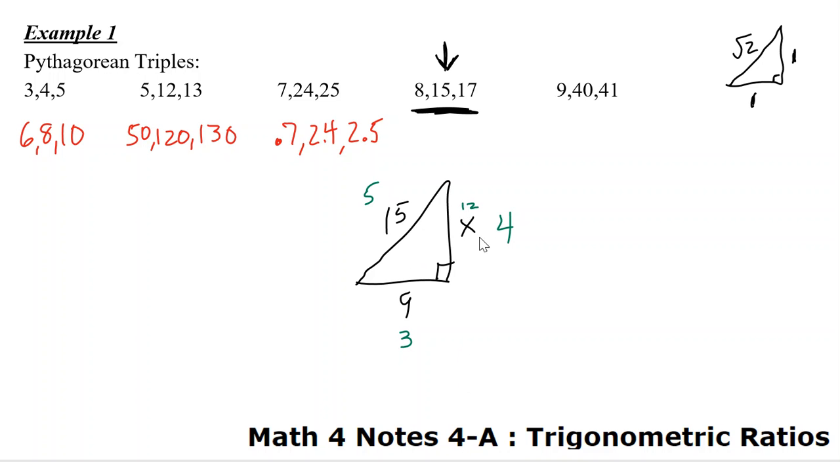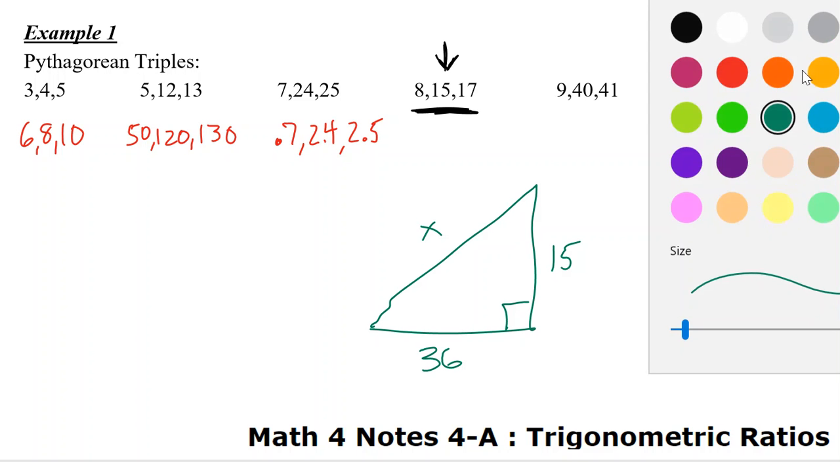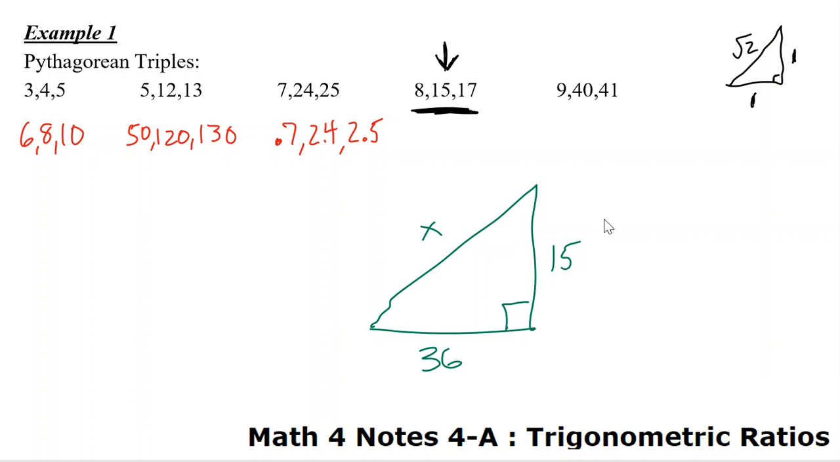If my common factor times 3, 4, 5 gave me 9, 12, 15, that's multiplying by 3. And so you can play that game with it. Yeah, tell you what, I'll give you a chance to mentally practice with this. Let's say that I have a right triangle like this, and I have 15 here, and I have 36 here. And I want to know what x is. So I'm going to give you a moment to figure out what is the common factor. And so which family does this belong to?